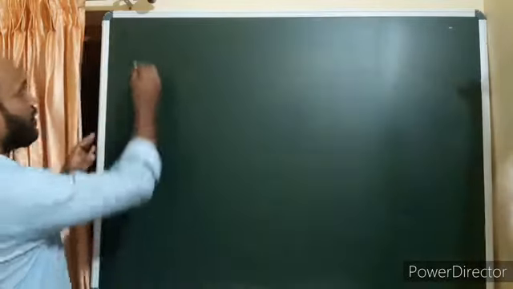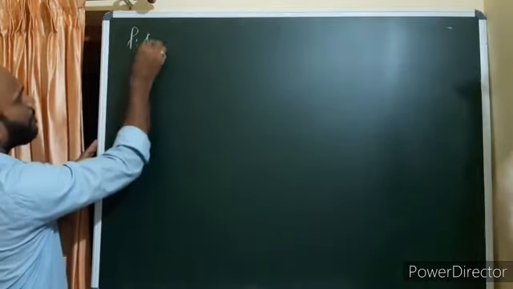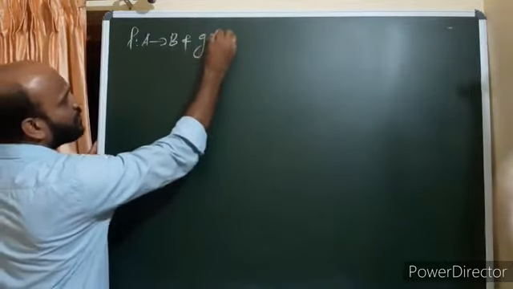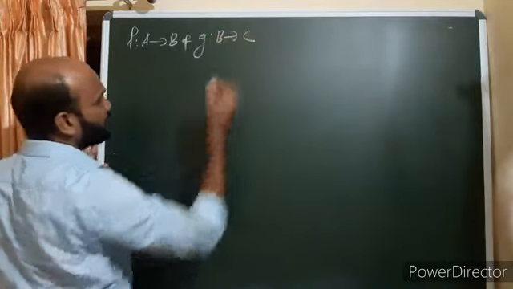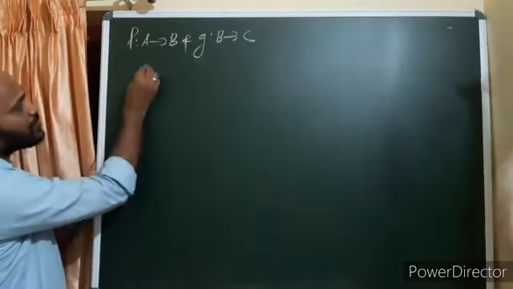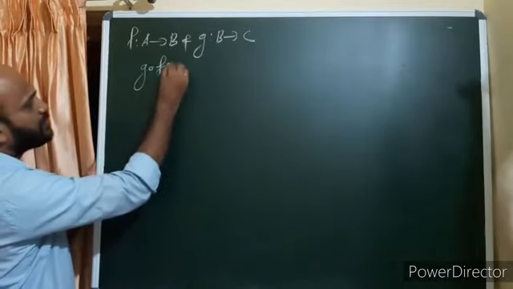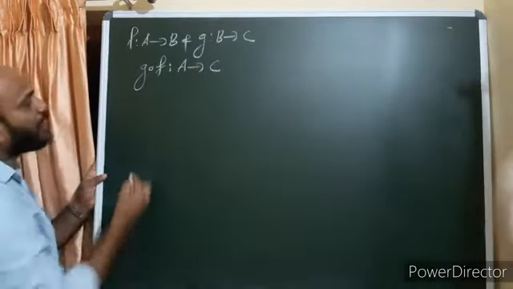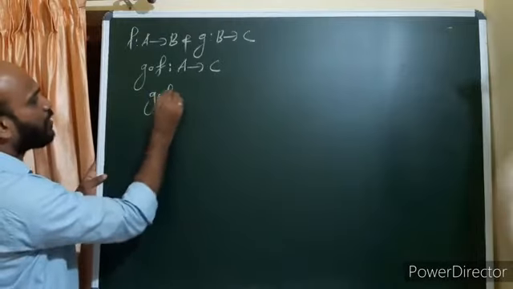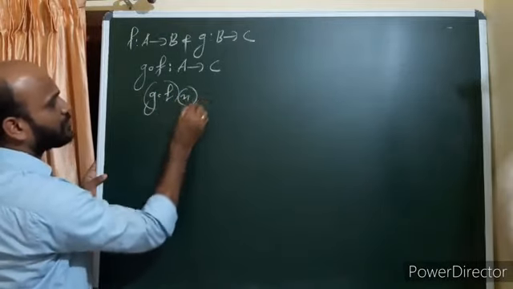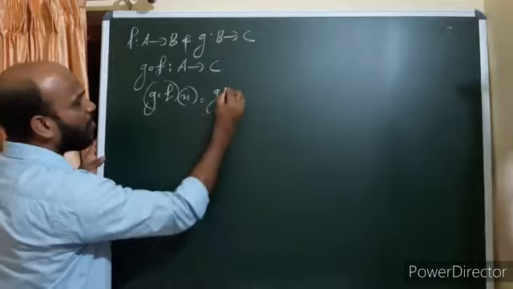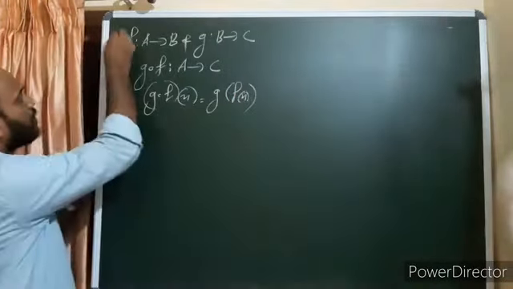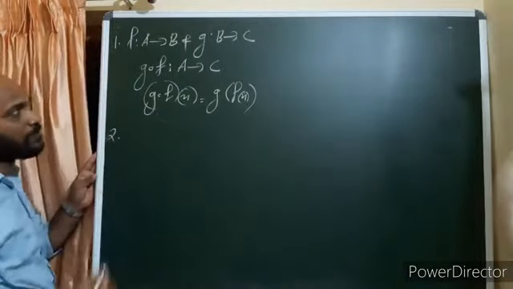So if f is a function from A to B and g is a function from B to C, then there always exists a function g o f from A to C defined as (g o f)(x) equal to g(f(x)). This is the first point. Now the second point is this one.